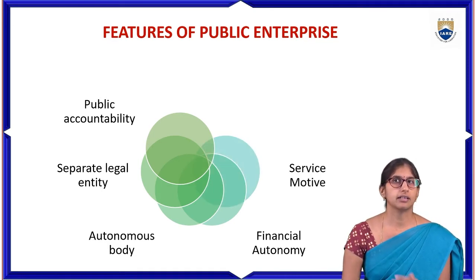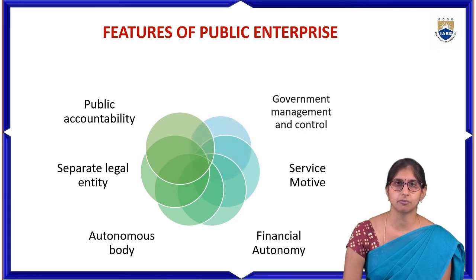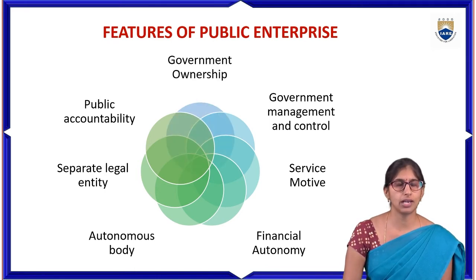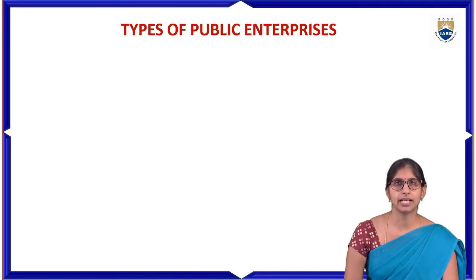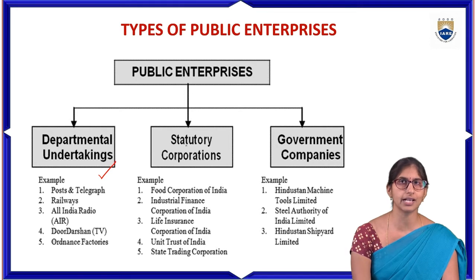Okay, and the next one is that it always has a service motive to promote welfare activities. This kind of public enterprise is created by the government, and it is totally controlled and managed by the government only, because it is a government-owned organization or enterprise. So now let's see the different types of public enterprises. Generally these public enterprises are divided into three types: departmental undertakings, statutory corporations, and government companies.